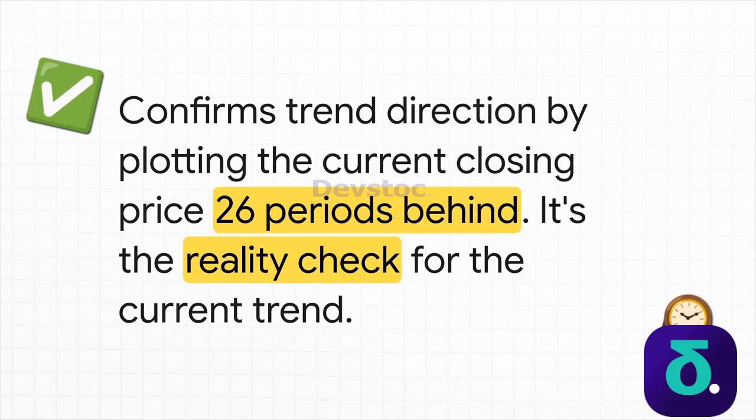And just as we have a forecast for the future, we have a confirmation from the past. The lagging span, or Chikou Span, is simply the current closing price, but it's plotted 26 periods behind us. You should think of this as the reality check for the current trend. If today's price is above where the price was 26 periods ago, that confirms the trend has some real strength behind it.